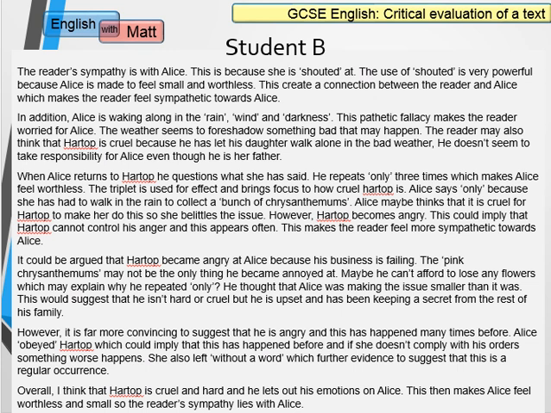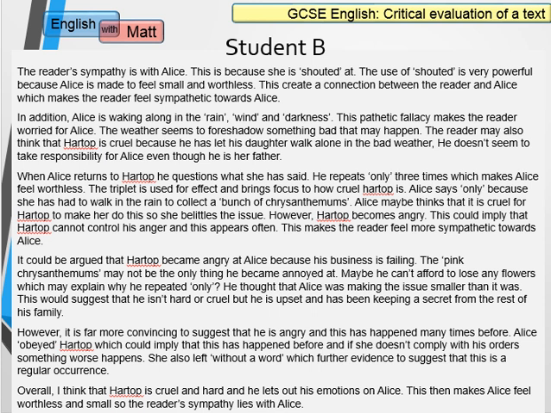However, it is far more convincing to suggest that he is angry, and this has happened many times before. Alice obeyed Hartop, which could imply that this has happened before, and if she doesn't comply with his orders, something worse happens. She also left without a word, which is further evidence to suggest that this is a regular occurrence. Overall, I think that Hartop is cruel and hard, and he lets out his emotions on Alice. This then makes Alice feel worthless and small, so the reader's sympathy lies with Alice.